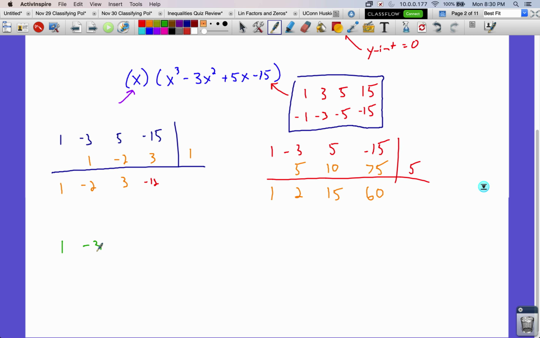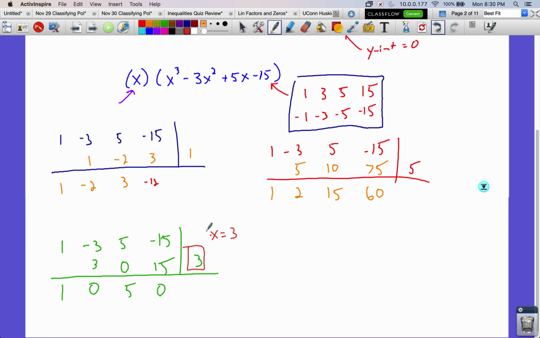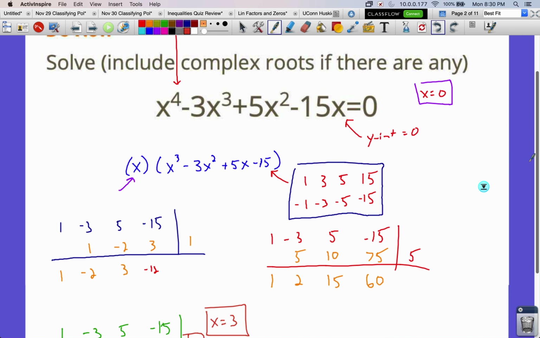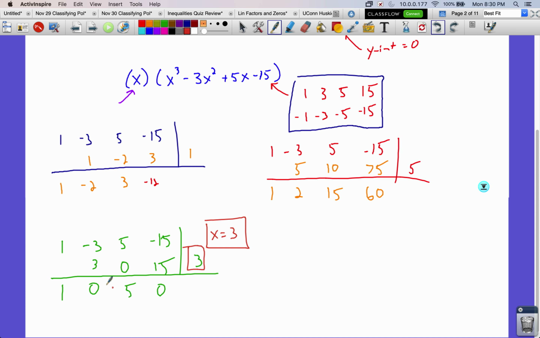1, -3, 5, -15. Drop the 1, 3, 0, 0, 5, 15, 0. All right, so 3 is another root. So good, we are up to 2 of these solutions. Not only that, but we have shrunken our quartic down to a cubic, and now it's all the way down to a quadratic. So we're going to take these coefficients here and turn them into a quadratic.